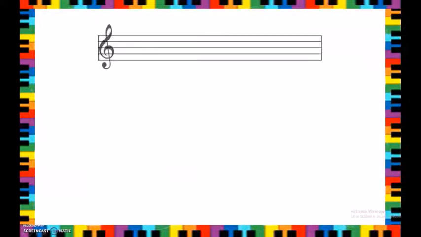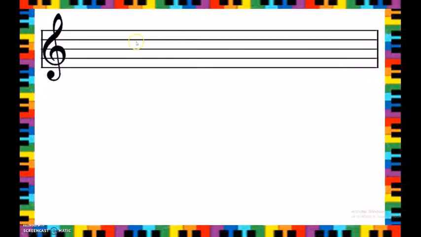Now, we have here the staff. When we say staff, 5 lines. We have the 5 lines here: 1, 2, 3, 4, 5. And we have the 4 spaces: 1, 2, 3, 4 spaces.